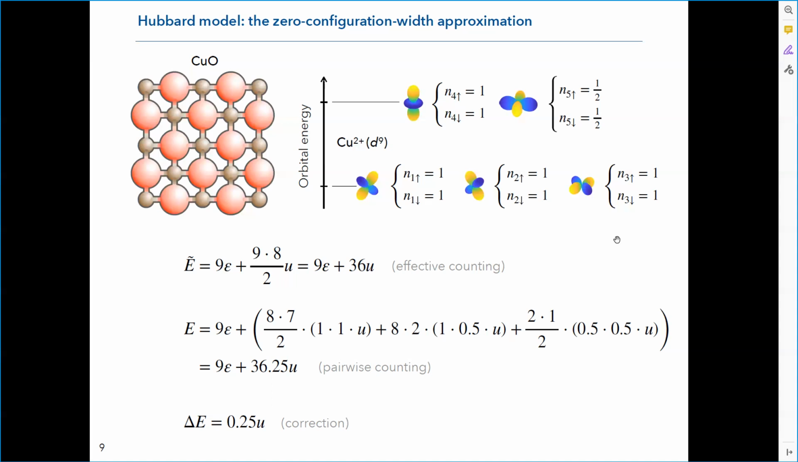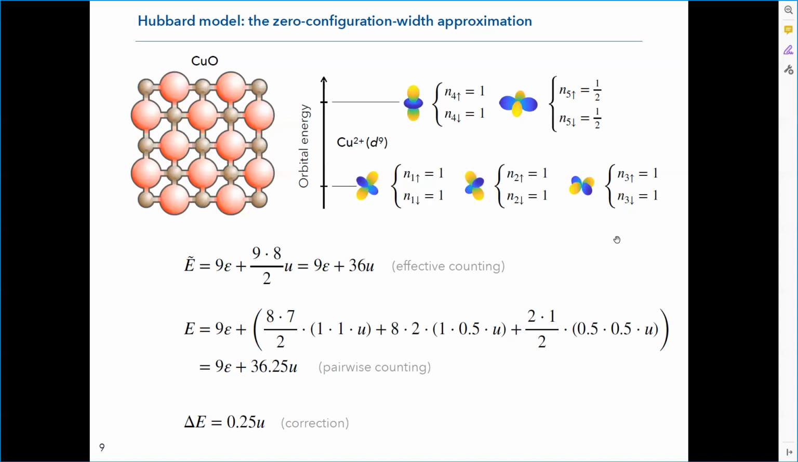So I can take here this example. You can use an effective counting. So you have an effective theory in which essentially you say I have 9 electrons. So you put 9 here, and you just count the number of pairs. So you have 9 electrons. It makes you 9 times 8 divided by 2 pairs, 36 pairs of electrons. And as a result, you get 36U as a contribution to the energy.